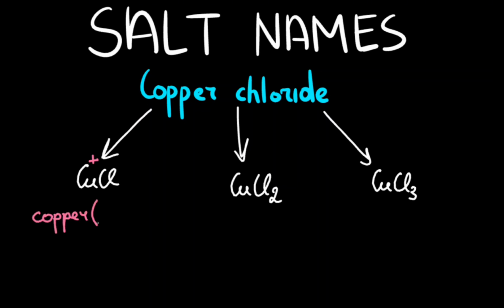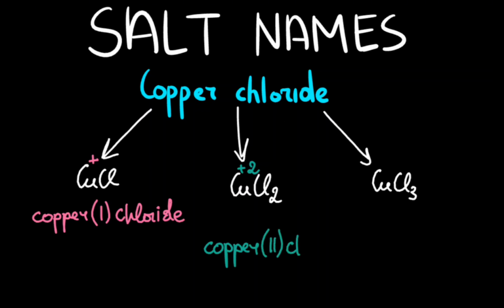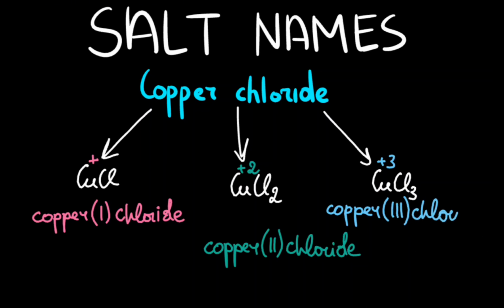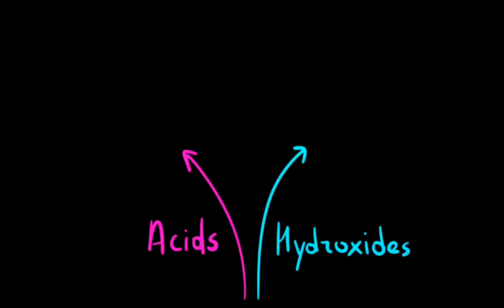So in CuCl, copper is +1, so the name would be copper-1 chloride. In CuCl2, the oxidation state is +2, so the name is copper-2 chloride. And lastly, in CuCl3, copper is +3, so the name is copper-3 chloride. To better grasp the oxidation states of the element, you can watch one of my videos titled Naming Chemical Compounds.